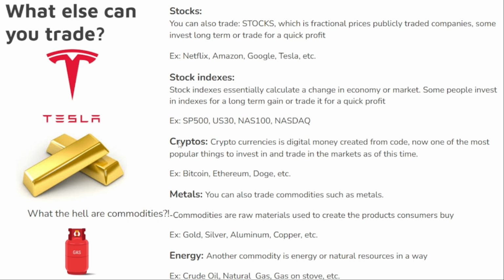The third topic is the cryptos. Obviously, there's a crypto market. Cryptocurrency is essentially digital money created from code. Now, it's one of the most popular things to invest in and trade in the markets as of this time. What is an example of that? Bitcoin, Ethereum, Doge, now like Trump coin.